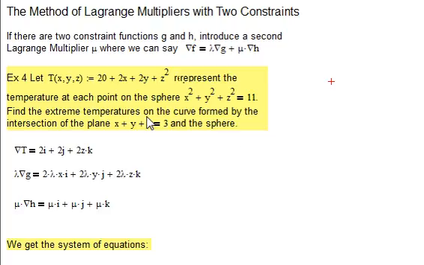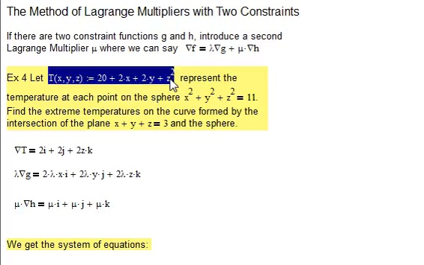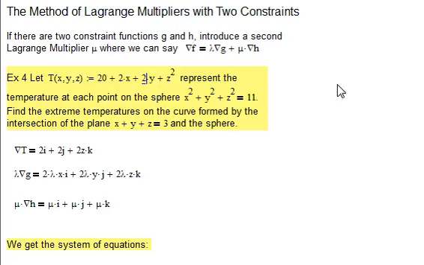And we're going to find the extreme temperatures on the curve formed by the intersection of the plane x plus y plus z equals 3 and this sphere. So where is this temperature highest and again lowest on this sphere with the intersection of this plane? Complicated problem. So here's how we start.